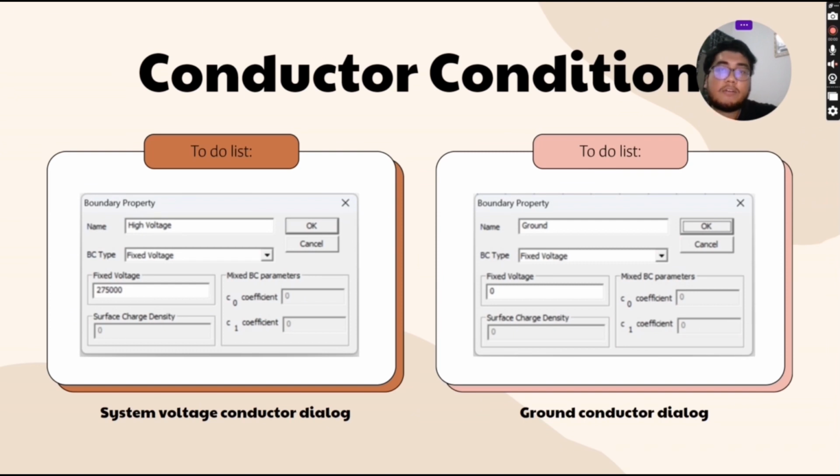And finally, for the conductor conditions, firstly, we need to find the system voltage conductor in our program. We put the name of high voltage. The BC type is fixed voltage, and for the fixed voltage on the voltage conductor, we put 275 kilovolts. And for the ground conductor, we put 0 kilovolt. And that's all from me.